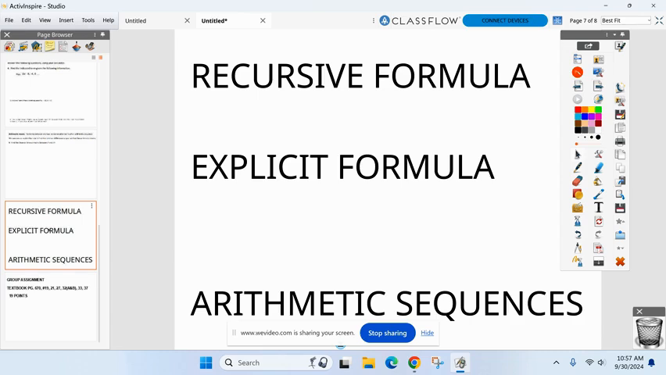Two different types of sequences or formulas. One's called recursive. You have to know something about the previous term, right? So if I start you out with a1, and again, you don't need to copy this down, I'll start you out with 2. a sub n equals a sub n minus 1 plus 9. That is a recursive formula.